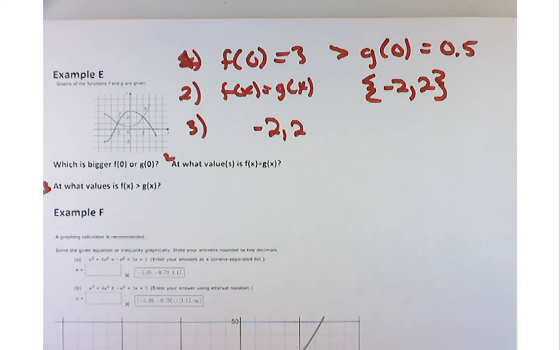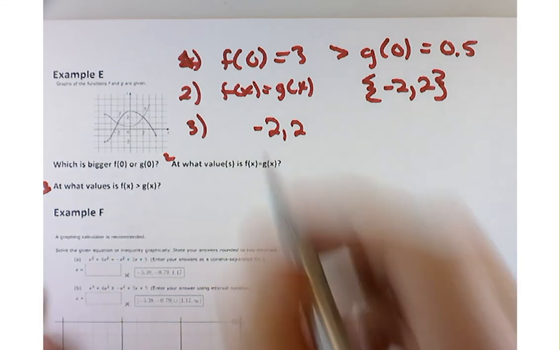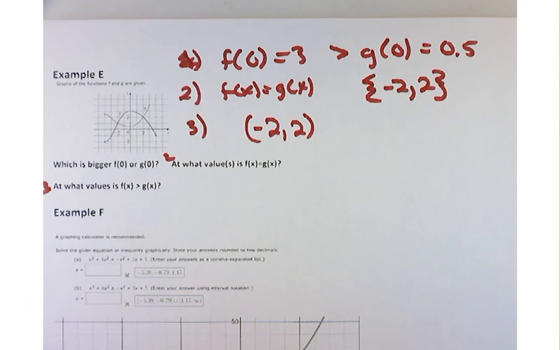Somebody else, brackets or parentheses? Yes. Parentheses, good. Because I want to know where it's greater than, not greater than or equal to. So you got to go past the point of intersection before it's greater than. So well done.